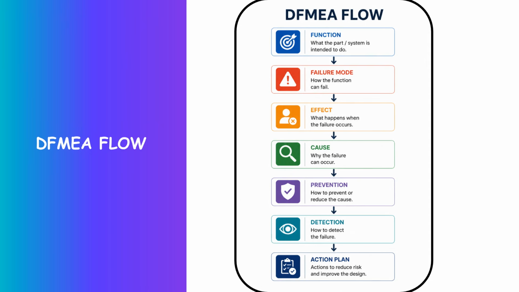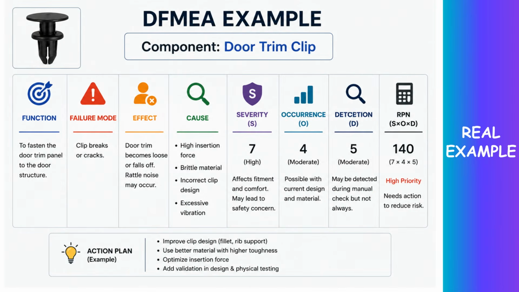This structured flow helps engineers systematically analyze the design. Now let's understand DFMEA using a real automotive example. Let's take a door trim clip. Its function is to hold the door trim panel securely onto the door structure.